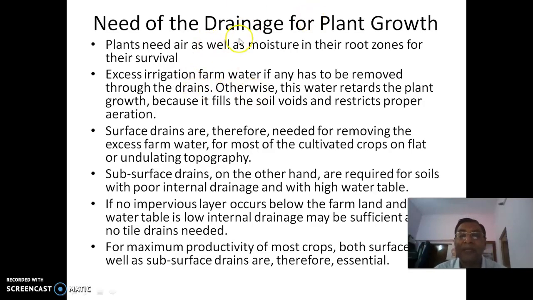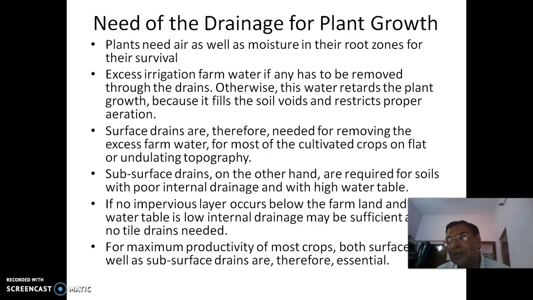Otherwise, what will happen? This water retards the plant growth because it fills the soil voids and restricts proper aeration. This is what we have been saying. So proper oxygen circulation is very much needed for the root zone. Surface drains are therefore needed for removing the excess farm water for most of the cultivated crops on flat or undulating topography. So as per the requirement, you should provide the surface drains.